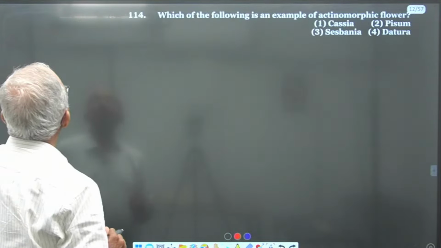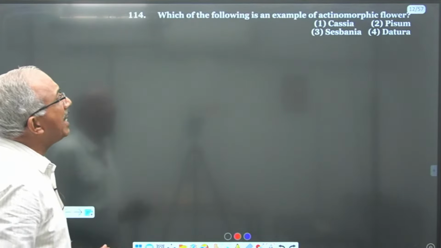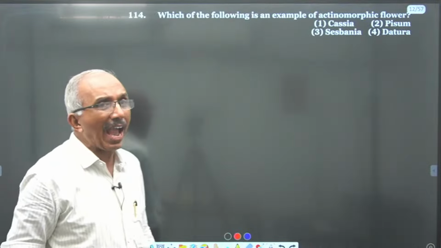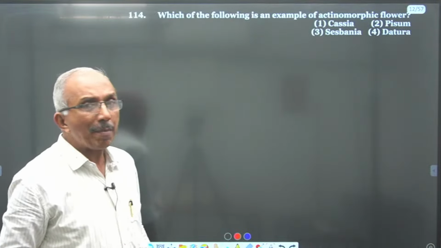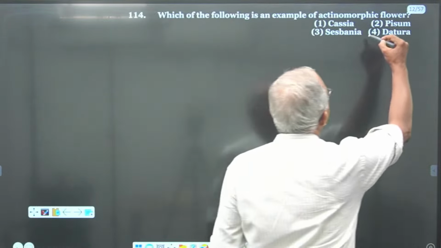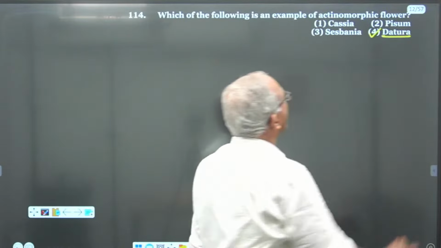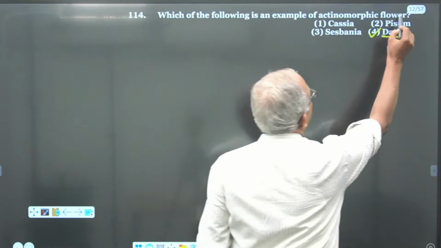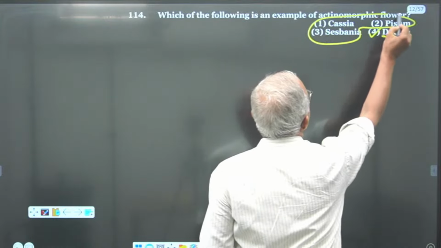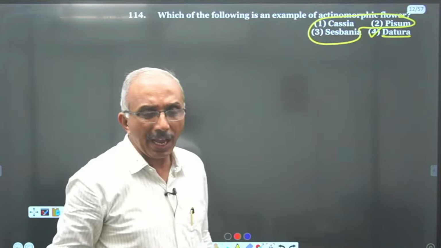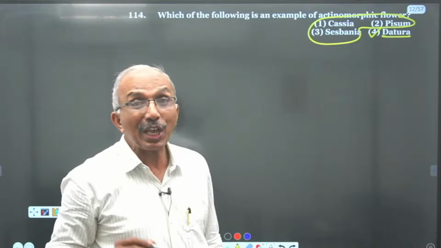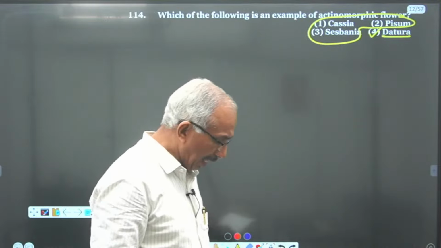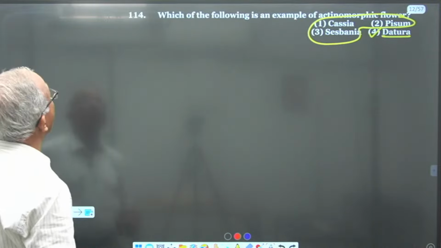Next, which of the following is an example of an actinomorphic flower? Among the given four, only Datura is an actinomorphic flower. The Pisum, Cassia, and Sesbania are all zygomorphic flowers. The others are actinomorphic flowers.